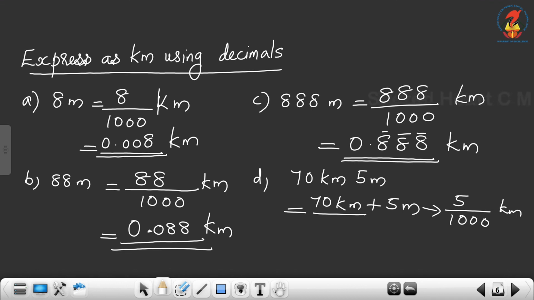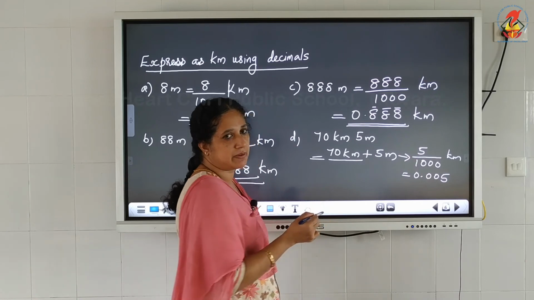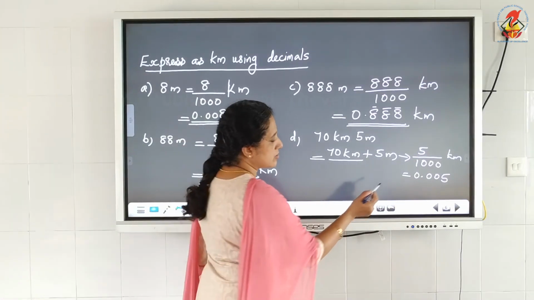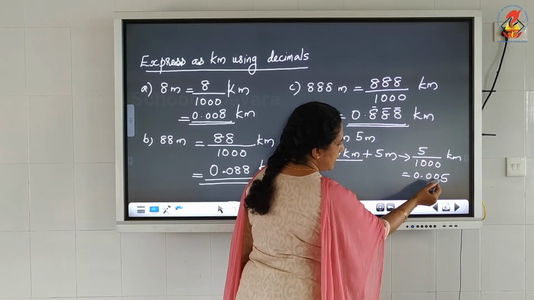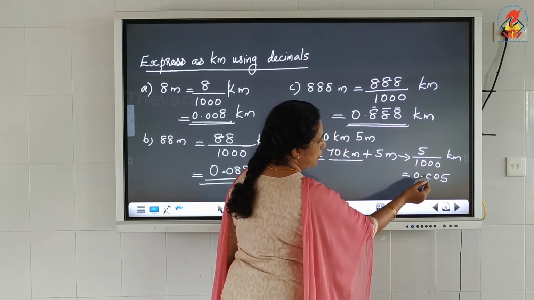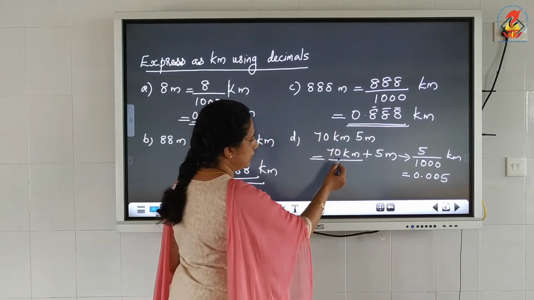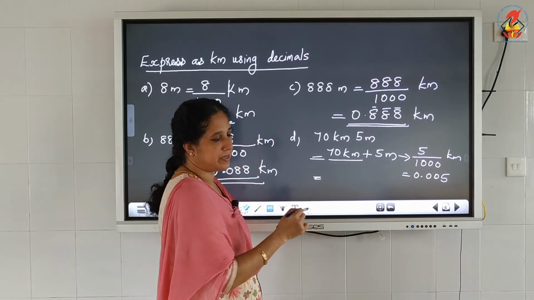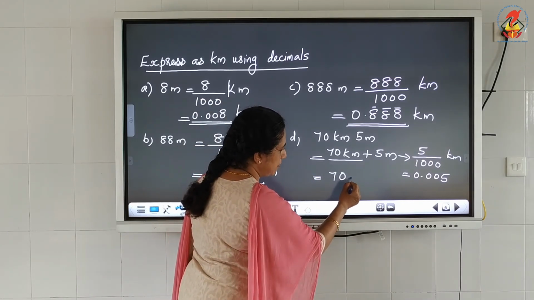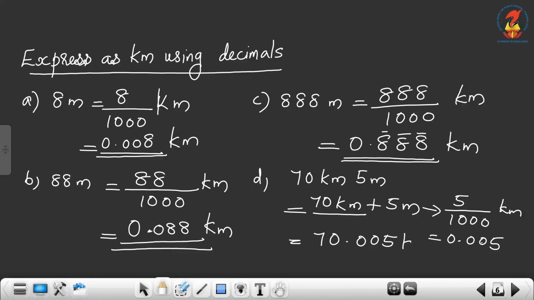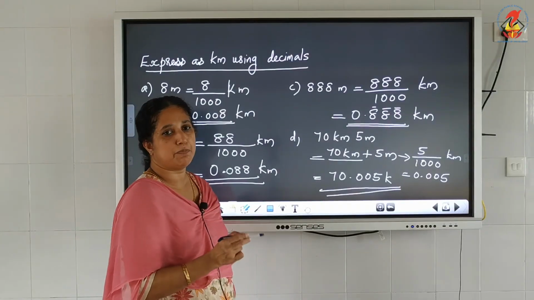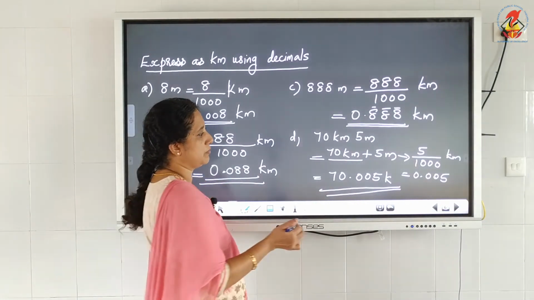So how can we write 5 by 1000? 5 by 1000 means it is 0.005. There should be 3 places. The decimal part should consist of 3 places. So here we have only 1 place. Therefore after 5 we put 2 zeros. So 0.005. Then you have to take it with this 70 kilometer and we can write it as 70.005 kilometer. So 70 kilometer 5 meter means 70.005 kilometer.